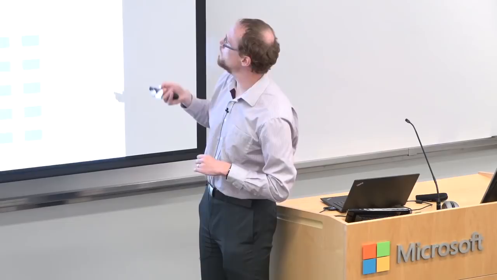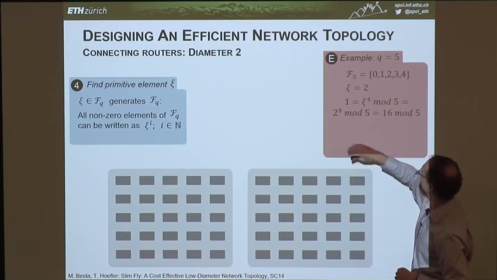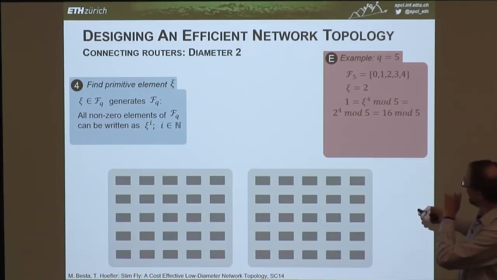You can easily check that 2 is a primitive element. I don't want to do it with you because you have to check every single one of those 4 values here. But for example, if we look at this, 2 to the 4 mod 5 is 1, right? So 2 to the 4, 16, mod 5 is 1.